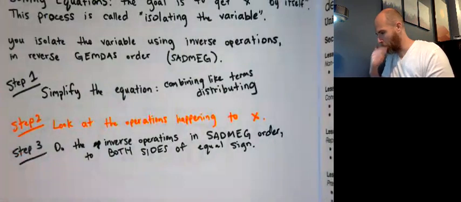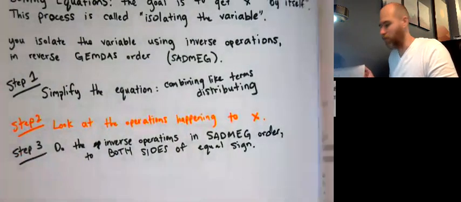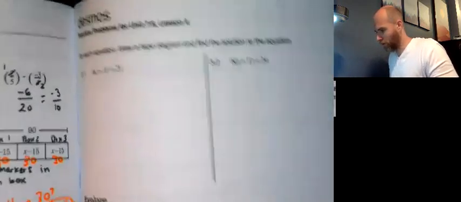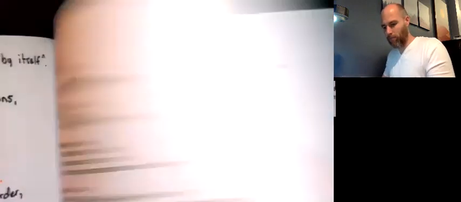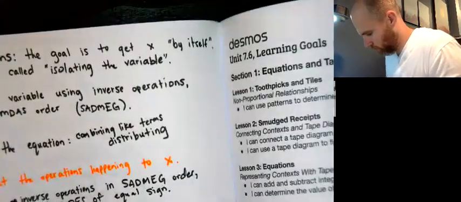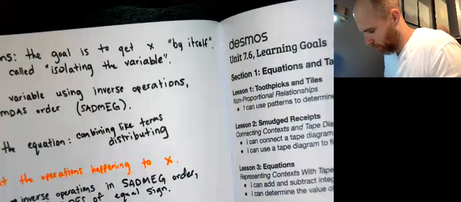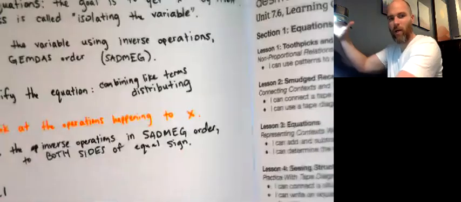All right, so we're going to do 6 of them on this page because there's 6 equations on page 81 that we're going to transfer. So here's the first one: 6x plus 11 equals 21. This will be number 1. Oops, I'm way off the screen.